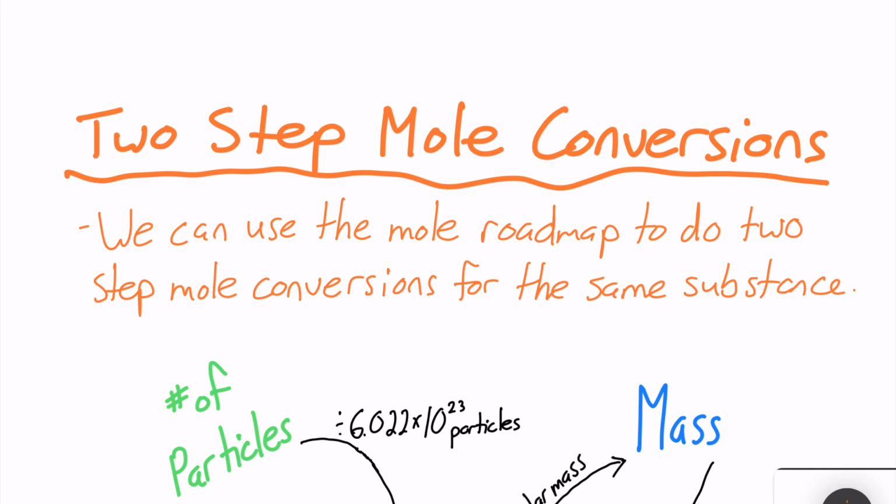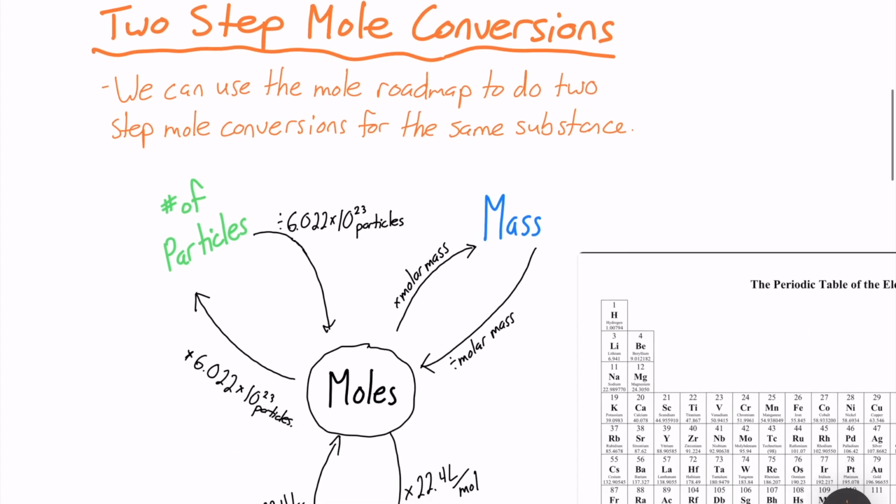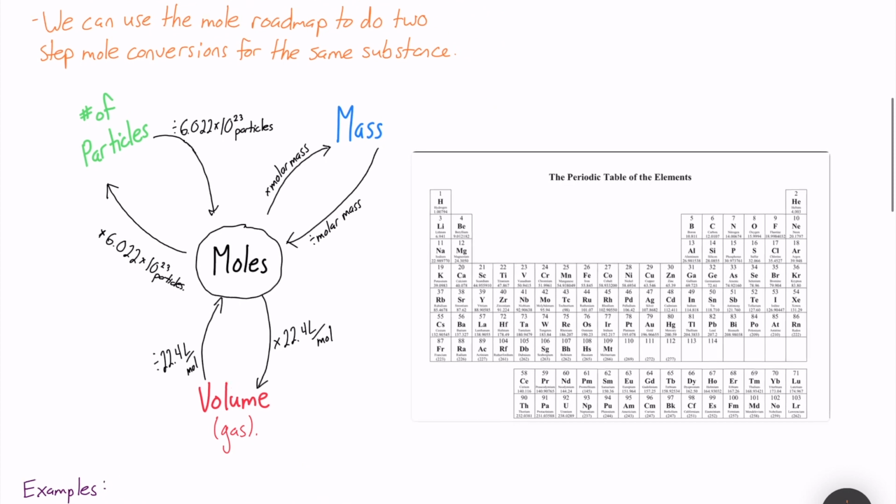Today we are going to be discussing two-step mole conversions. So what we have here, it says we can use the mole roadmap to do two-step mole conversions for the same substance. If you have watched some of my previous videos, we've talked about the mole roadmap, how you can go from, let's say, number of particles of one substance to moles of that same substance, and mass of a substance to moles of that same substance as well. We are going to be using that today, except we're going to be taking a look at two-step mole conversions.